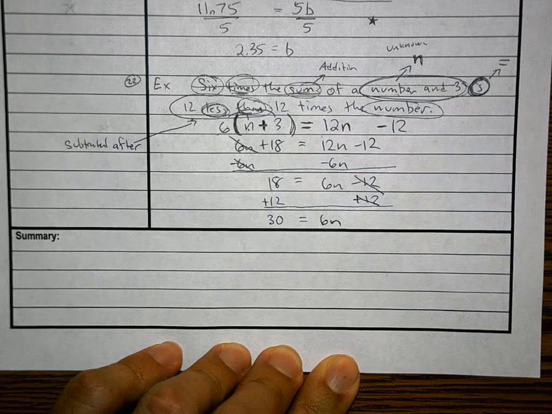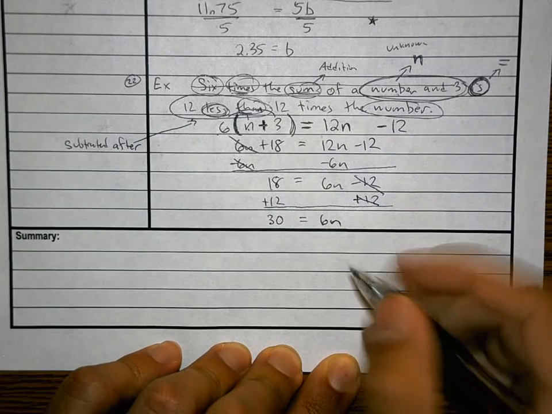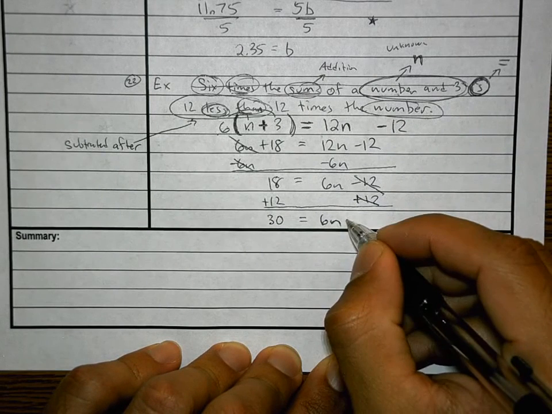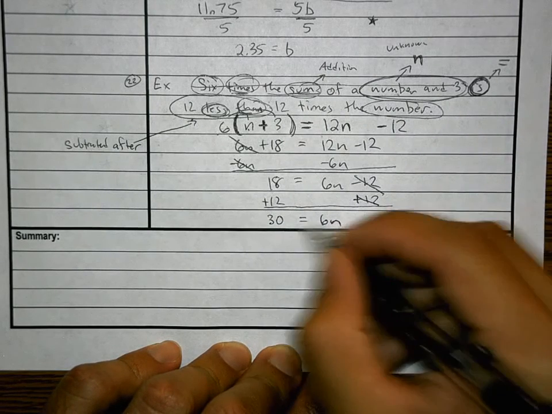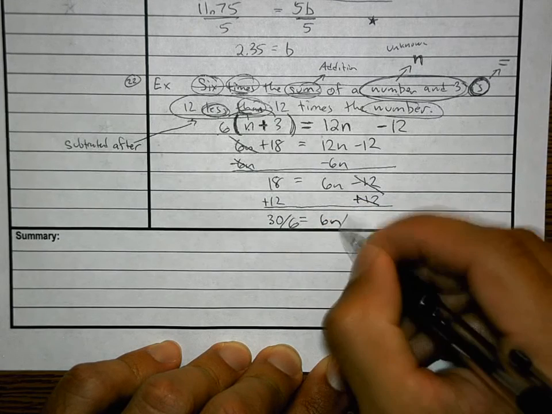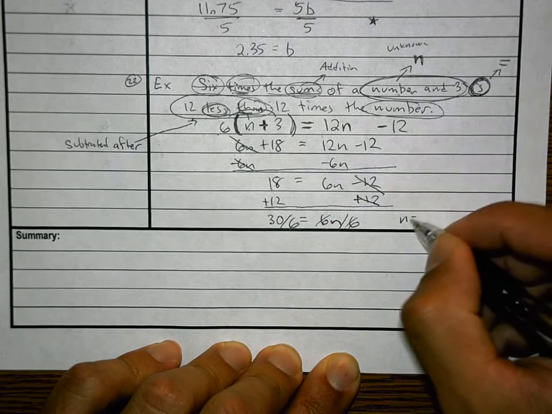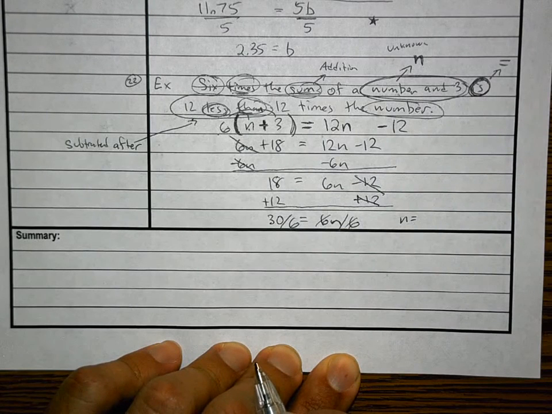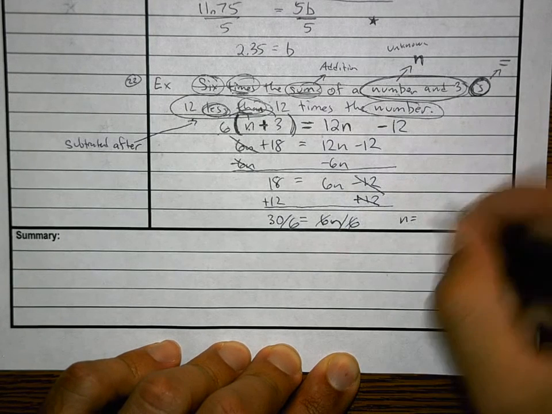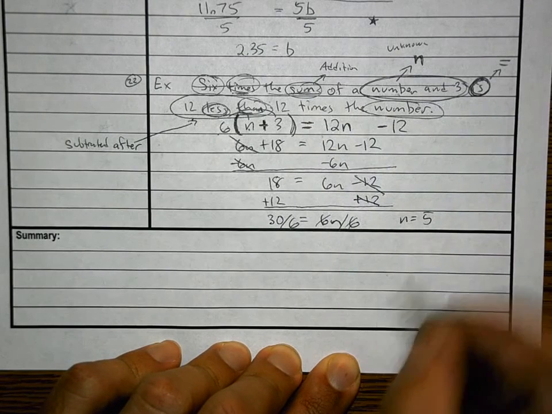Jada. Okay, making sure. Divide 30 by 6. And what is n equal to, Jada? Jaden? 5. Are we done? Circle it.